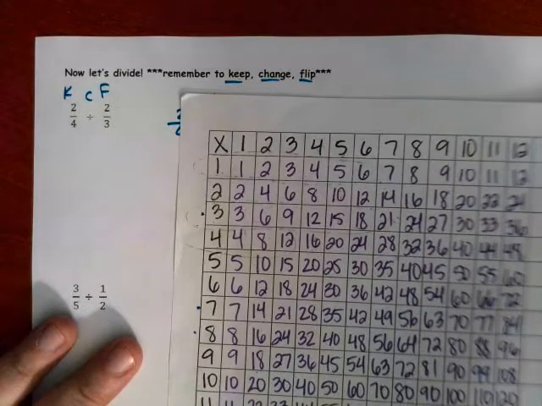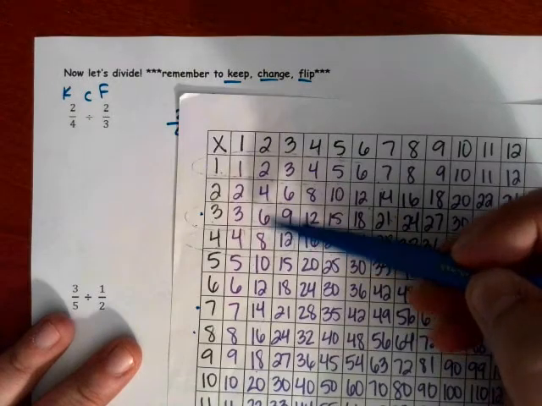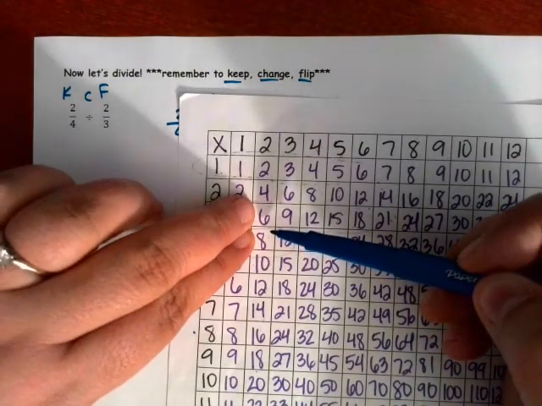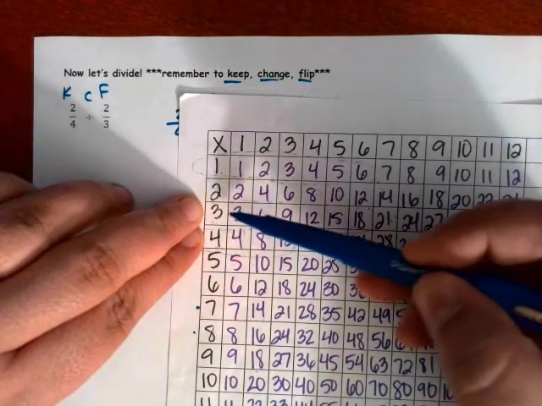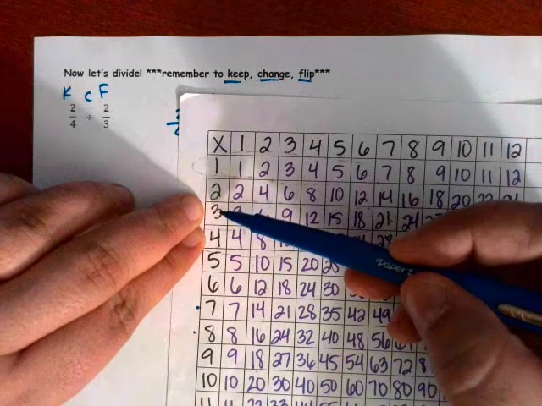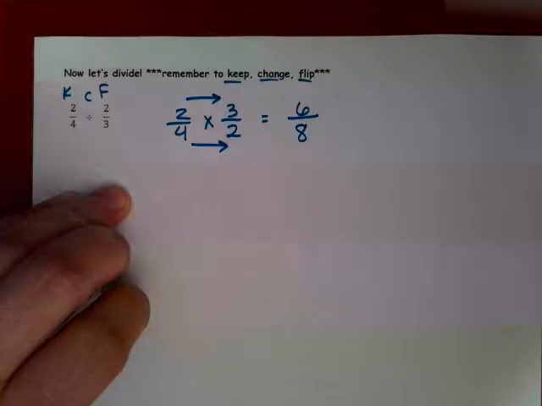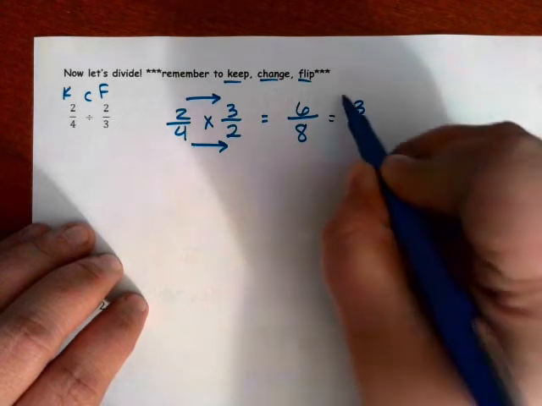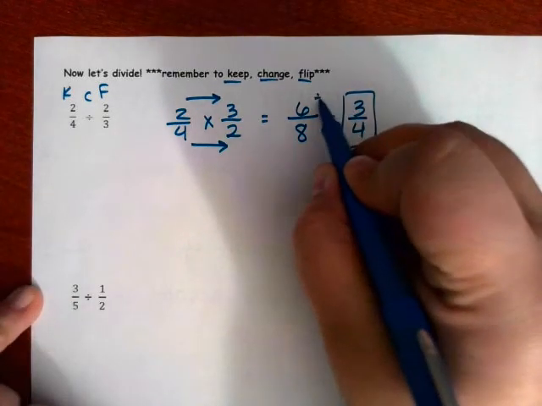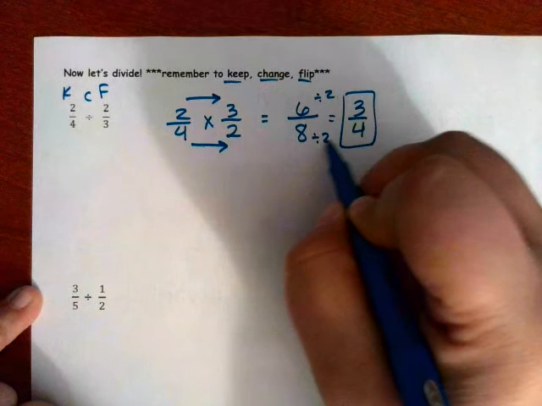But what we're going to do is find 6 over 8 right here on our multiplication chart. So all I have to do to simplify it is move to the left, and we get our simplified fraction of 3/4. Again, what I did here was divide by that common factor of 2.